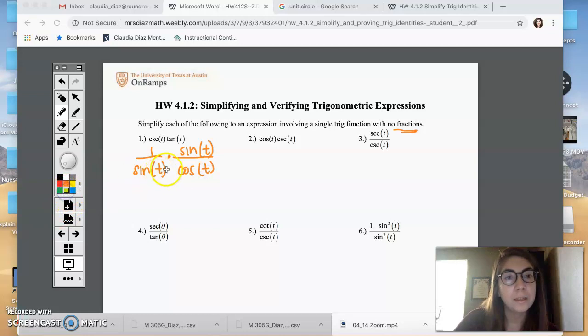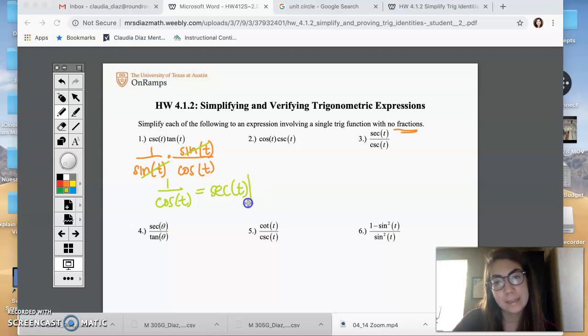What you'll notice is the sines cancel. We're left with 1 over cosine, and 1 over cosine is secant. So our answer here is secant. Okay, now remember, they did say no fractions, so I couldn't leave it as 1 over cosine. I had to simplify that to secant.